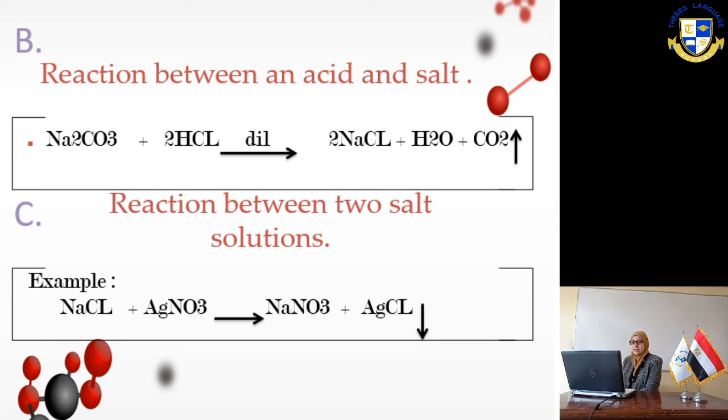C. Reaction between salt solutions. Here we have another example: sodium chloride plus silver nitrate will make sodium nitrate, and AgCl will form as a precipitate.